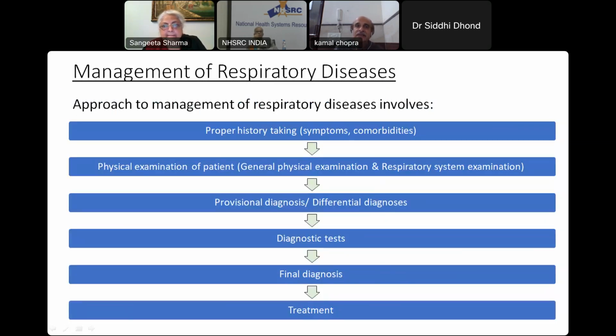When we come to the management of the respiratory tract, our approach is in this sequence. Proper history taking of symptoms as well as comorbidities, because comorbidities tell us that the patient may be prone to such types of infection, as immunity is decreased in many comorbidities. Physical examination is important, not only of the respiratory tract; general physical examination is also important because the patient may manifest general conditions. Then based on this physical examination and history taking, we can reach some provisional diagnosis, or keep different differential diagnoses in mind, and with the help of available diagnostic tests, we can reach the final diagnosis and start the treatment specific to the disease which we diagnose.